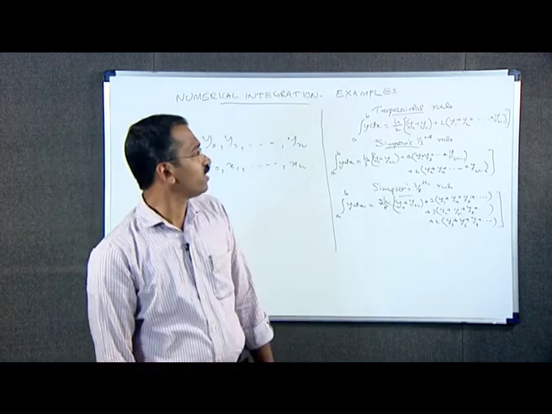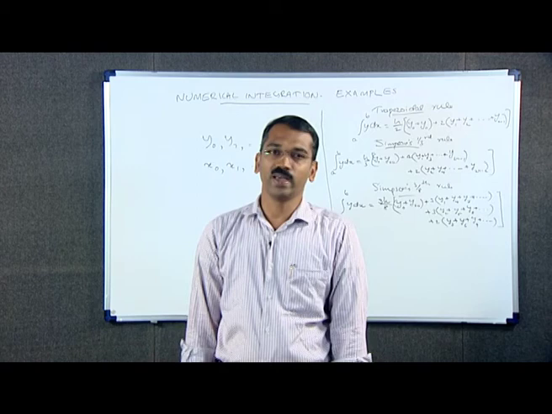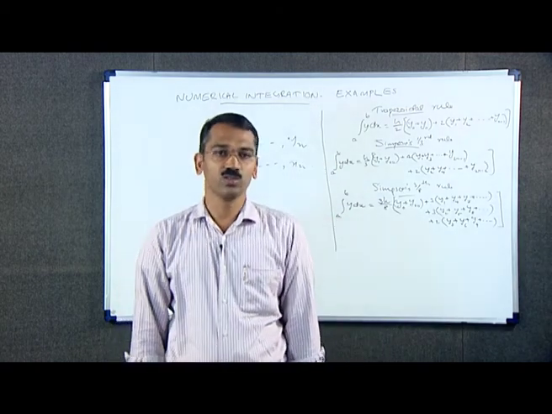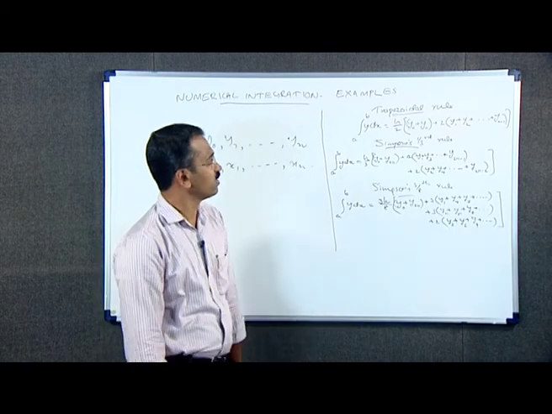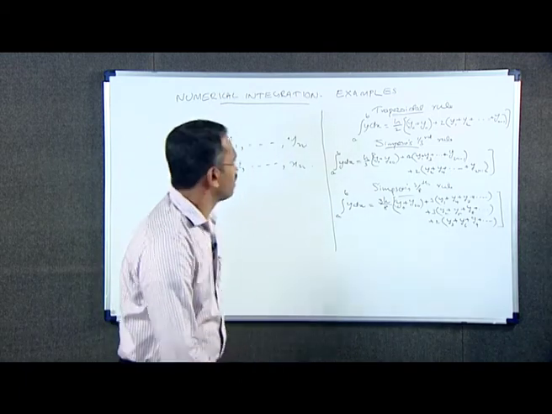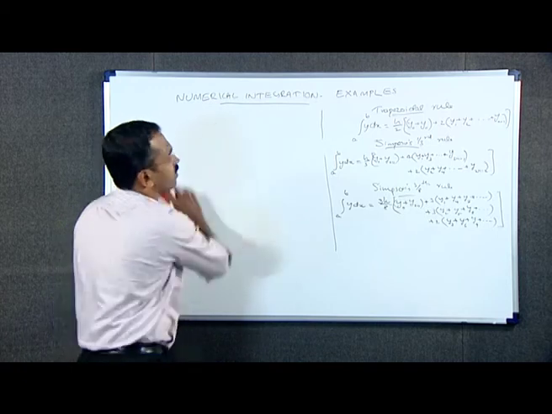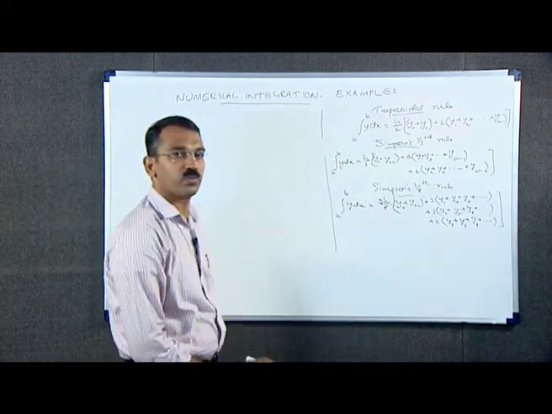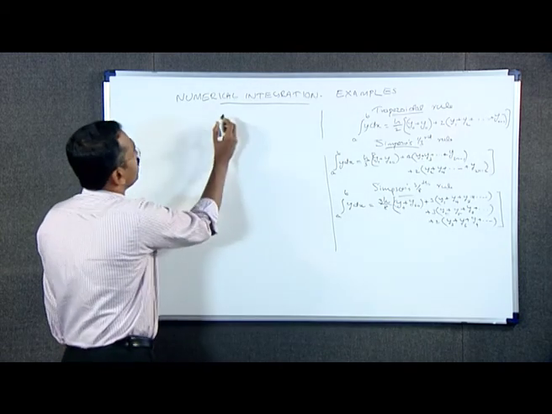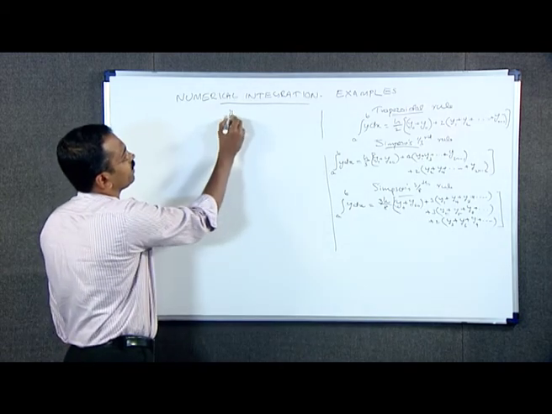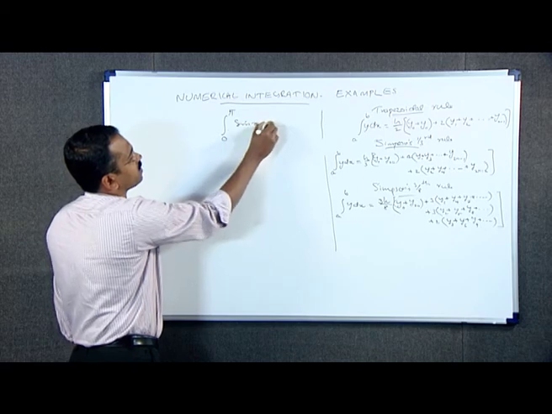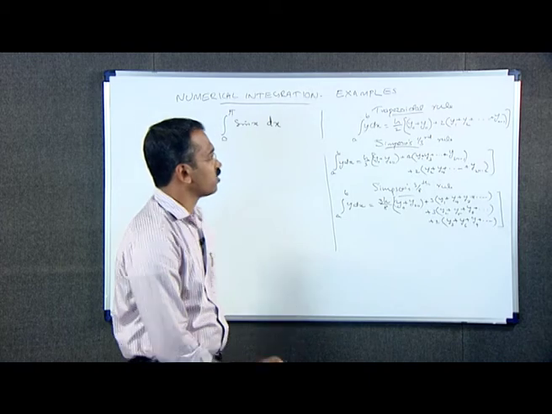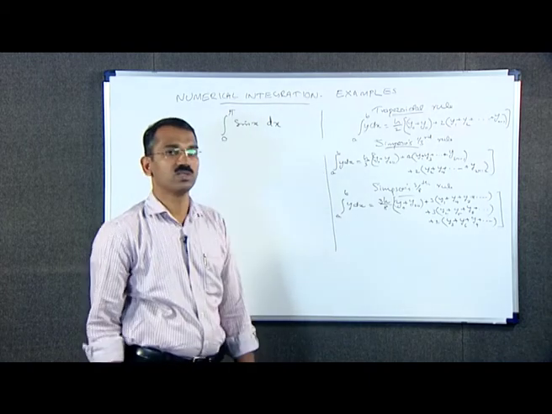Now, here we shall discuss some examples of these three rules of numerical integration. First: dividing the range into 10 equal parts, find the approximate value of integral from 0 to pi sin x dx by using the trapezoidal rule and Simpson's 1/3 rule.